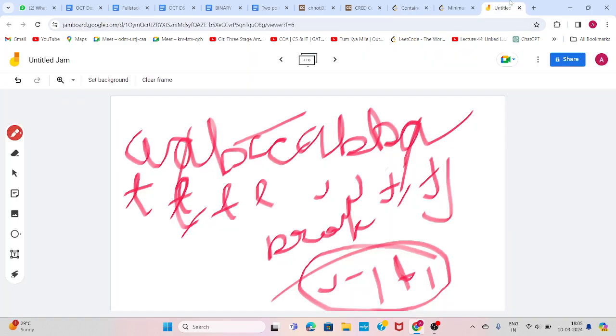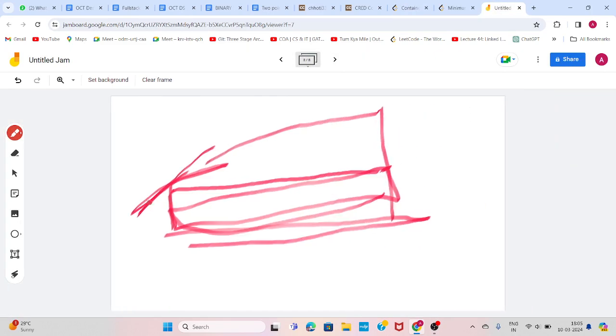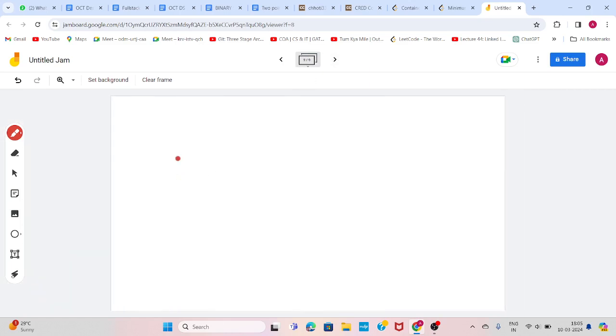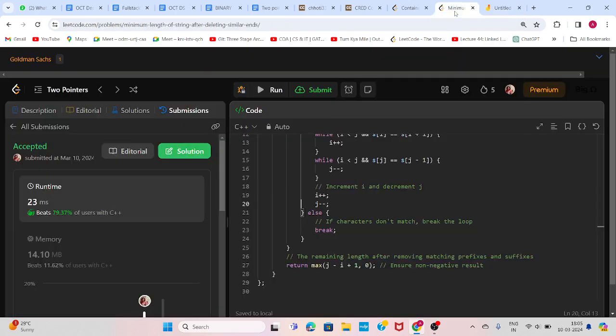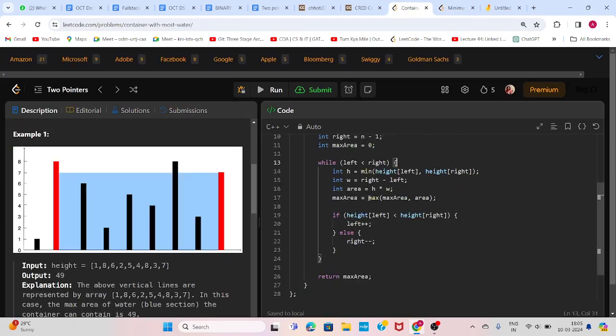Why? Because you can see, if we have this line and this line, can we store water up to this level? No, the water will fall down. We will store water just in this region. That is, we will take the smaller height to keep our water. That's why we are taking the min.